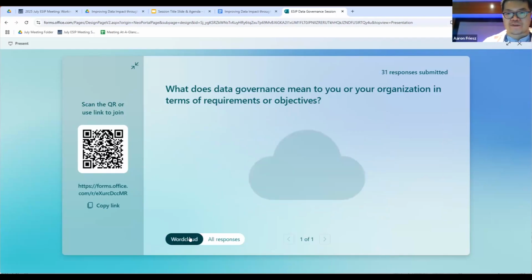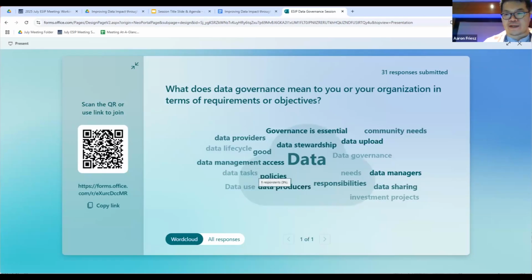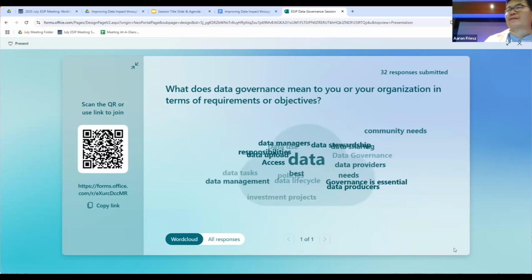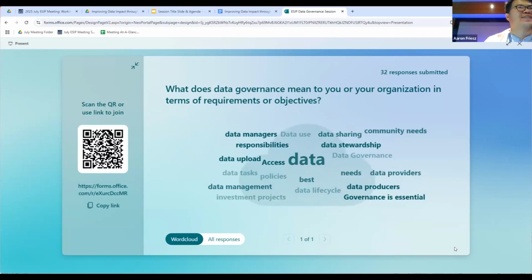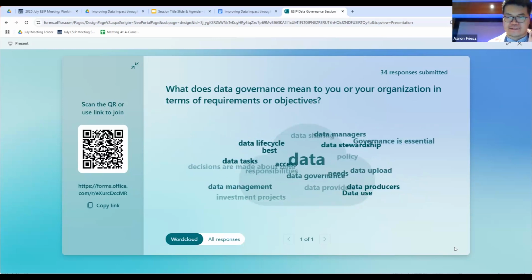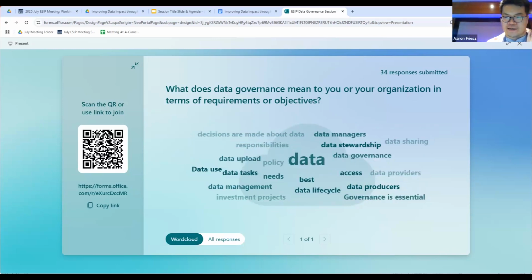We can go back to the word cloud to see what comes up. I guess the word cloud is useless in this case. Everyone's talking about data, so data is in the middle. Data sharing, community needs, data use and access. Governance is essential. I saw that phrase in here as well. And investments, which is an interesting topic in increasingly limited resource conditions.